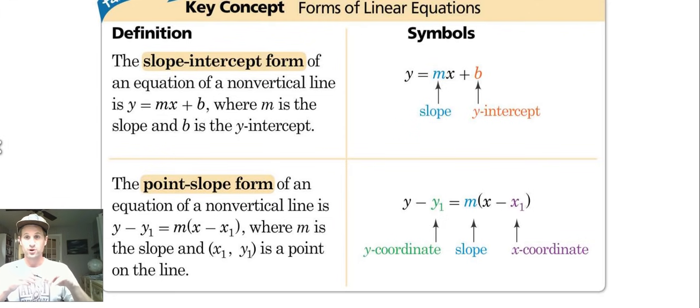Basically, slope-intercept form is made up of a slope and an intercept, hence the name slope-intercept form. They're like geniuses in how they come up with this stuff. The second form is called point-slope, and it's made up of a point and a slope. Genius, genius. Please write both of these down. Let's get some practice with both.